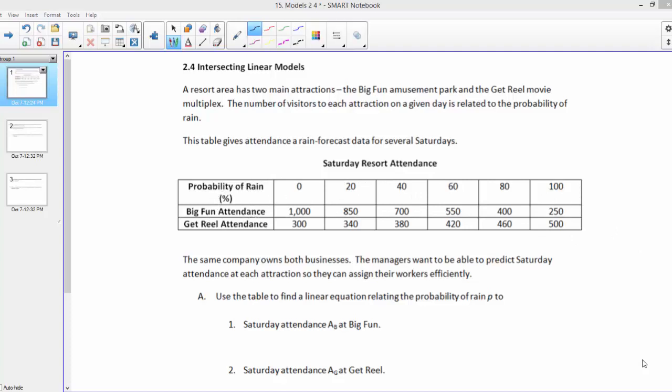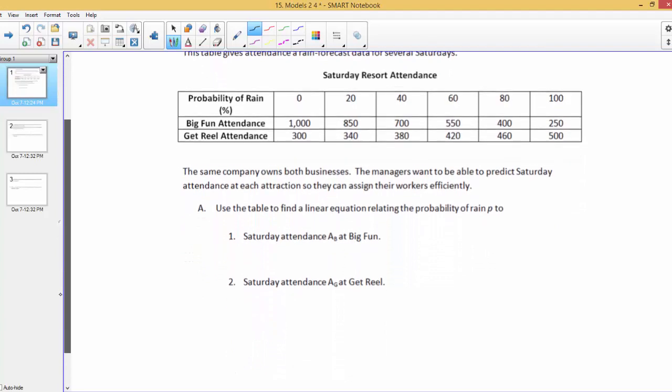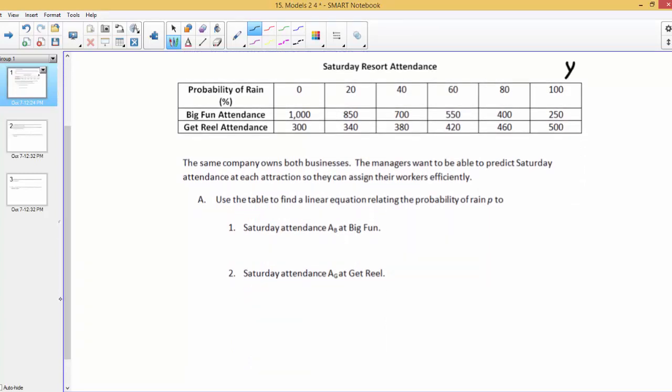And in order to write a linear equation, the form of the linear equation is y equals mx plus b. So you need to know the y-intercept, which we actually know because we are given the 0. So this is the y-intercept for the Big Fun Amusement Park, and this is the y-intercept for the movie theater. So this is your b, so we know the b. So next we just have to find the slope.